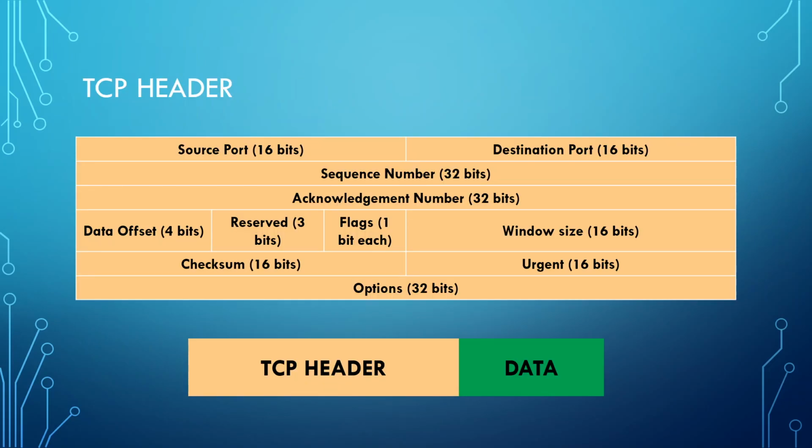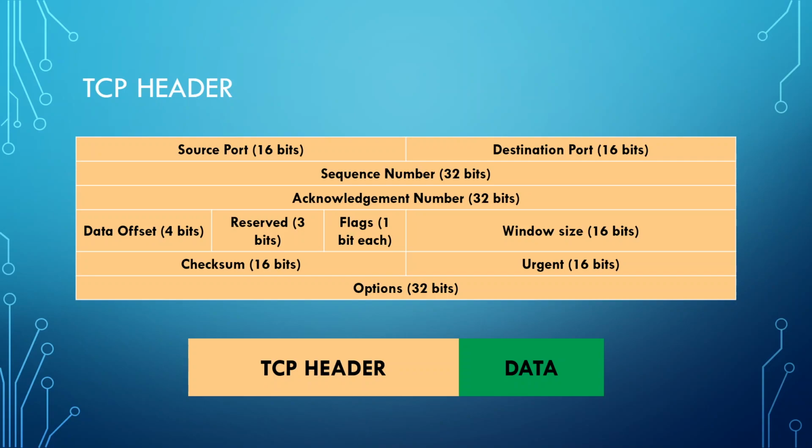So now let's have a look at the TCP header. The TCP header can have a minimum length of 20 bytes and a maximum length of 60 bytes. The TCP header is added to the data after the data has been built. So basically we build the data that we're going to send, then we put a TCP header onto that data.